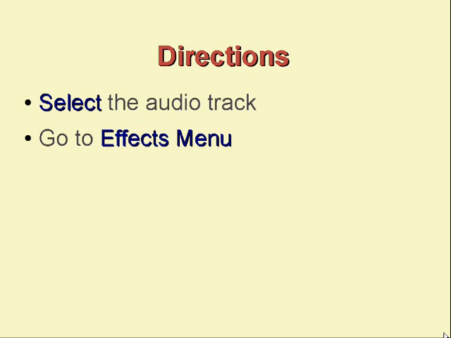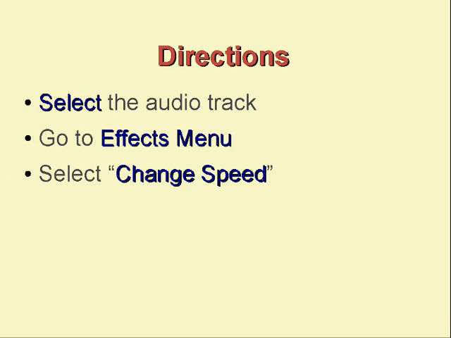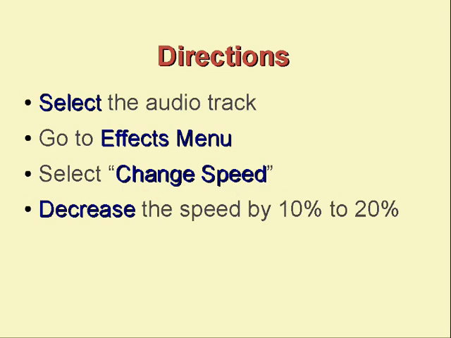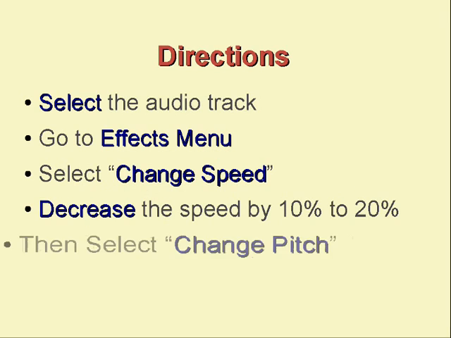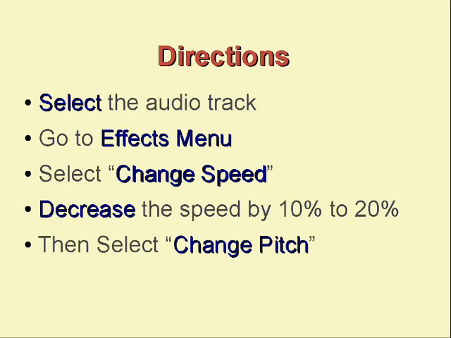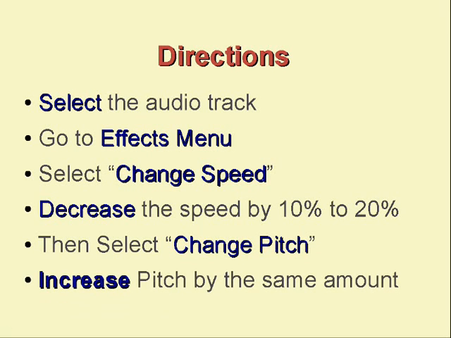I'm going to go through this step by step, but if you're already familiar with Audacity, then you probably don't want to have to watch this whole video, so I'll just give you the basics. You're going to start off by selecting the audio track, and then go to the Effects menu, select Change Speed, decrease the speed by anywhere from about 10 to 20%, and that'll sound pretty funny, so you have to go back to the Effects menu, select Change Pitch, and this time increase the pitch, I think by an equal amount that you decreased the speed.